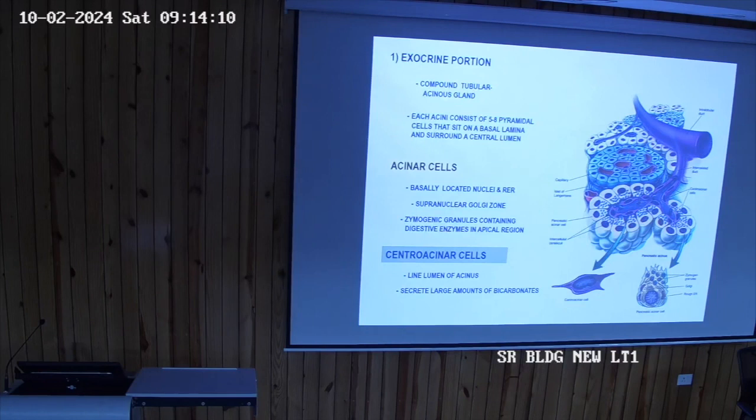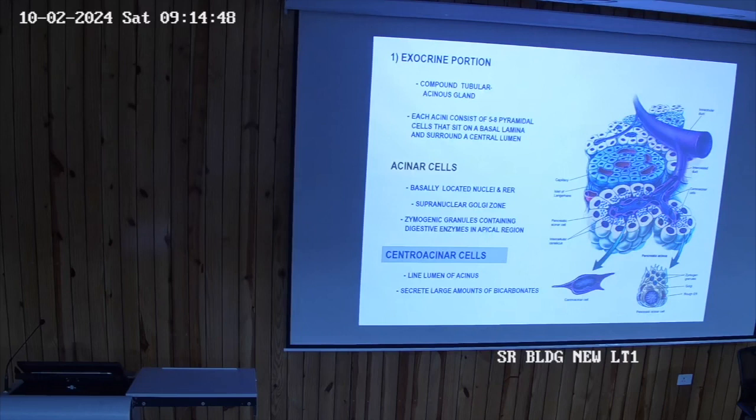These intercalated ducts combine and form the intralobular duct. Intralobular ducts are present within a single lobule, and they drain the secretion into the interlobular duct, which is present in the connective tissue septa. And finally the interlobular duct will drain its secretion into the main pancreatic duct, which is known as the duct of Wirsung, and the accessory pancreatic duct, which is the duct of Santorini.